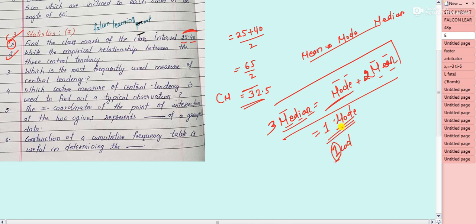1 refers to the one that will come in front of mode. Okay, this is 2, this is 3. I hope it's clear. Next is question number 4.